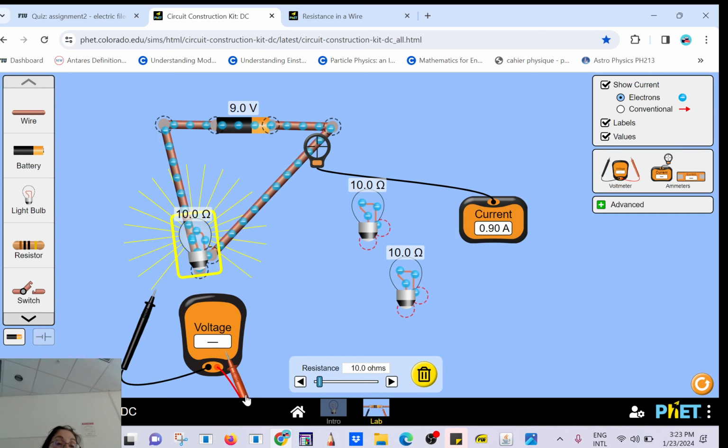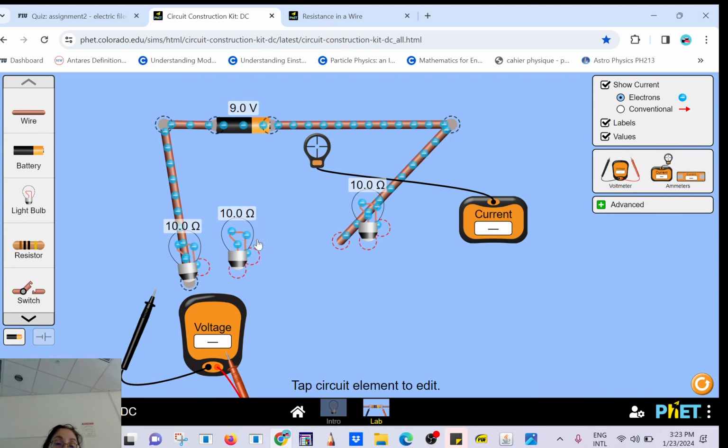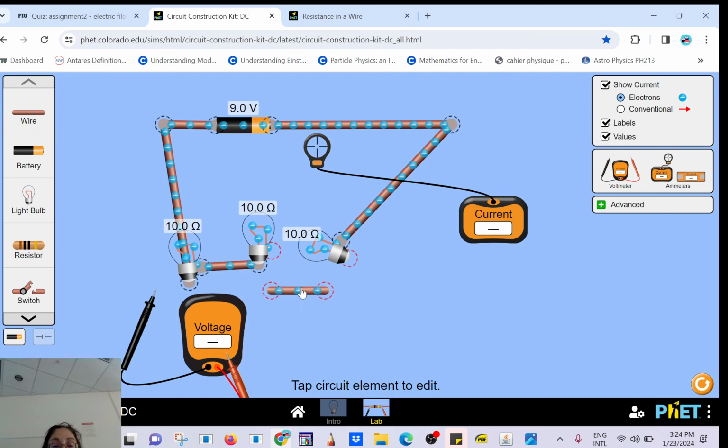Okay. Now I'm gonna build a circuit in series, and they are not going to be very happy because I'm gonna take 3 of them, and now they have to share, and they don't like to share. Okay, can you predict the current? Yeah.